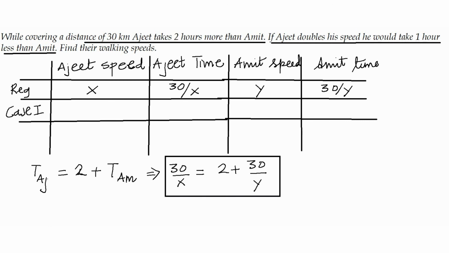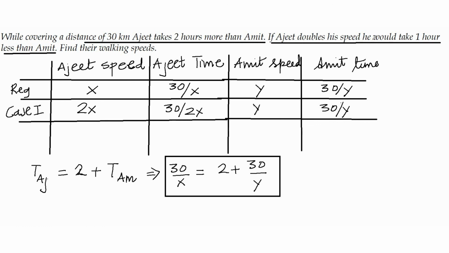Then in the second case, it is said that if Ajit doubles his speed, so let's consider that Ajit's speed is 2x now. His initial speed was x. Now he has doubled his speed, which means his speed is 2x. Then the time taken by Ajit in this case would be 30 by 2x because his speed is 2x now. Amit's speed remains y. So time taken by Amit is 30 upon y.